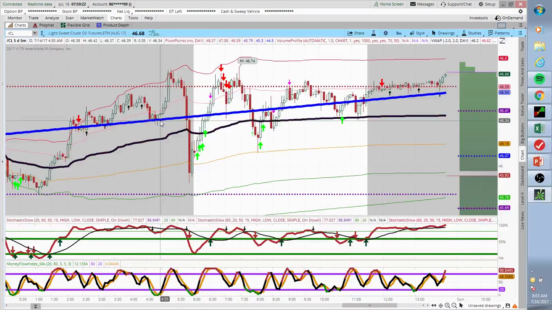I wasn't trading here yet, but I caught this move down because the stochastic started to roll over, and I got my short signal.